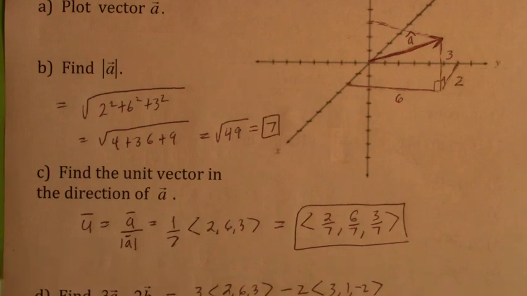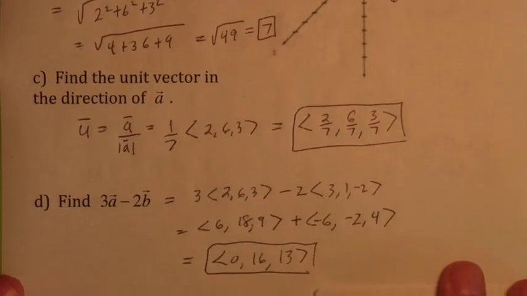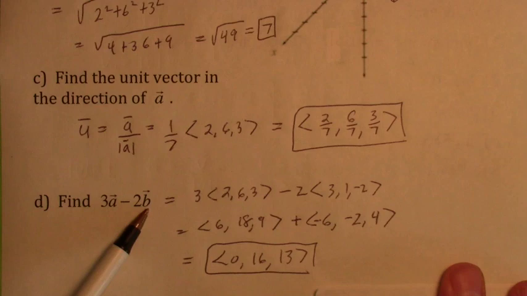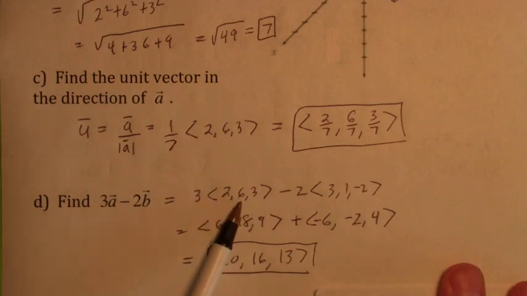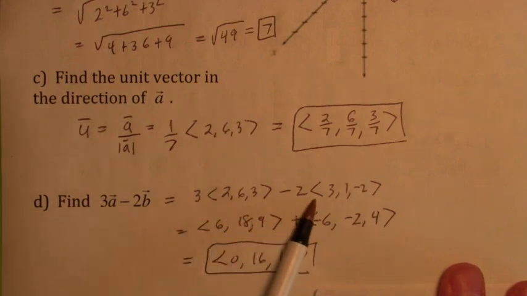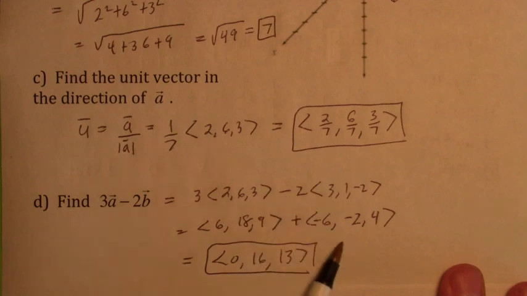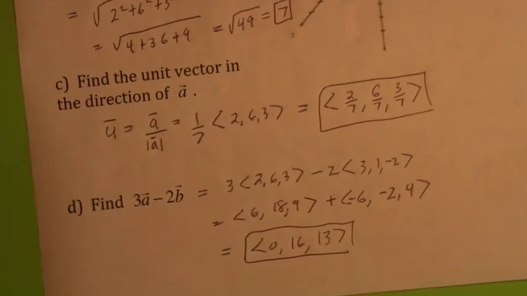And you could do vector addition like this. You could take 3 times a and subtract 2 times b. You would just take the a vector, multiply by 3, take the b vector, multiply by -2, and add the components. You get 0, 6, 13.